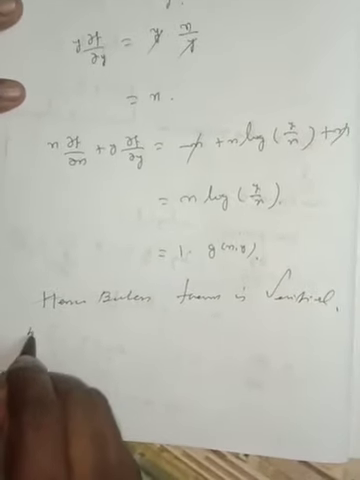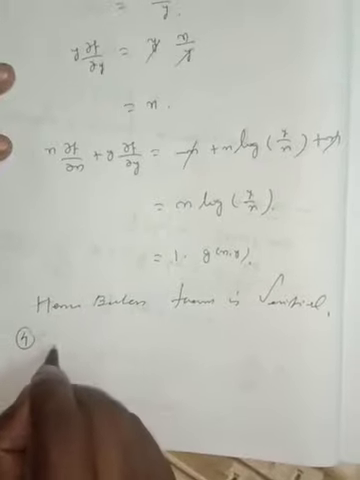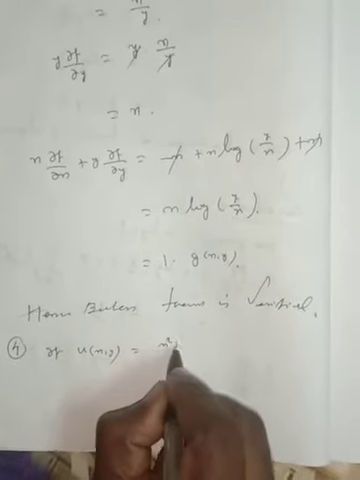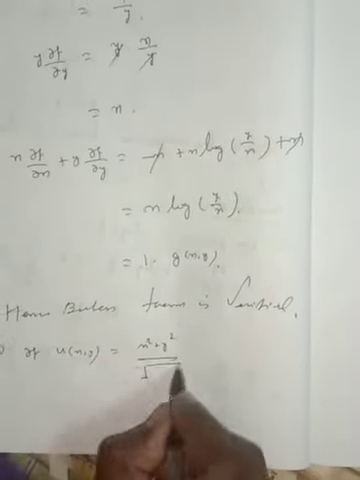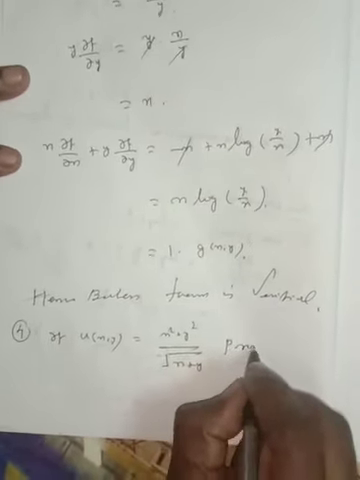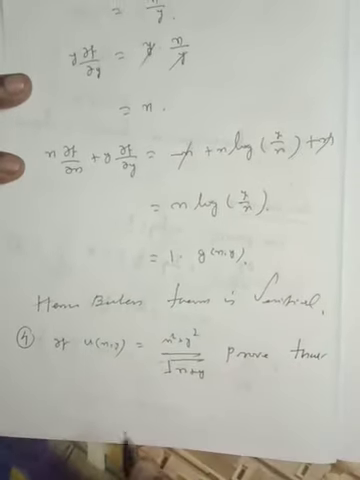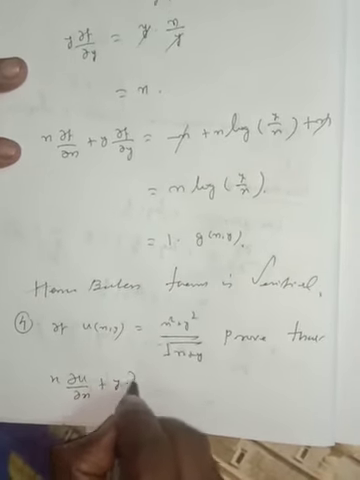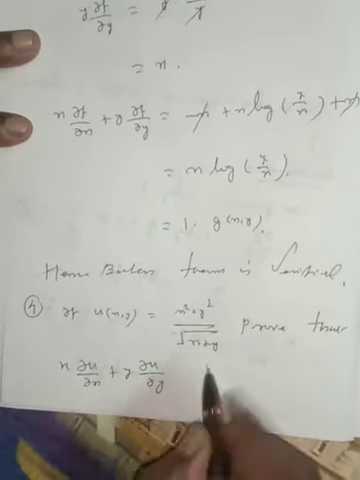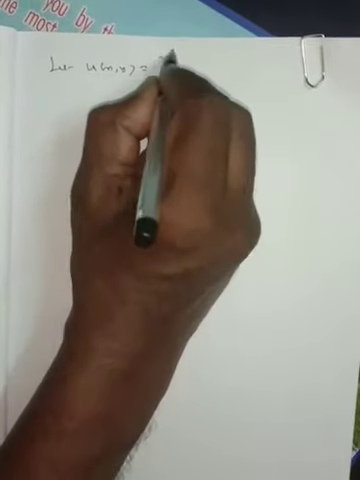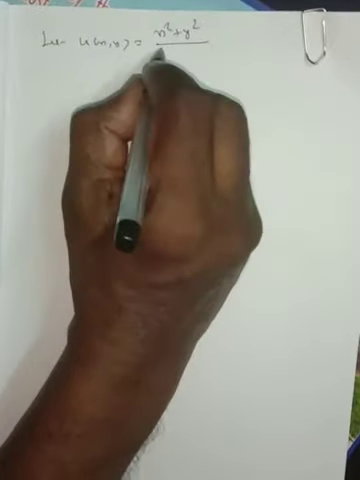Next, question number 4. If u of x comma y is equal to x square plus y square divided by root of x plus y, prove that x dou u by dou x plus y dou u by dou y is equal to 3 by 2 into u of x comma y. u of x comma y is equal to x square plus y square divided by root of x plus y.